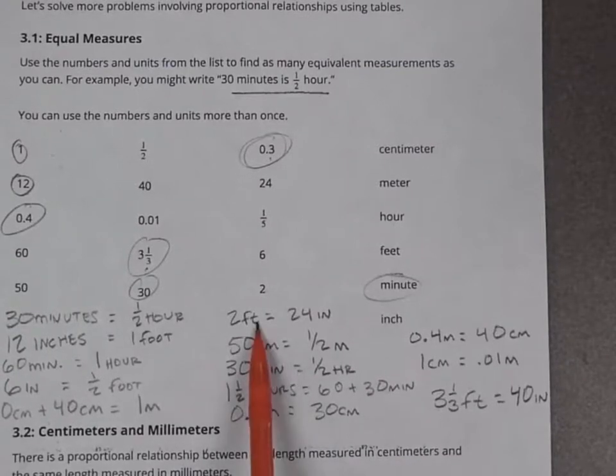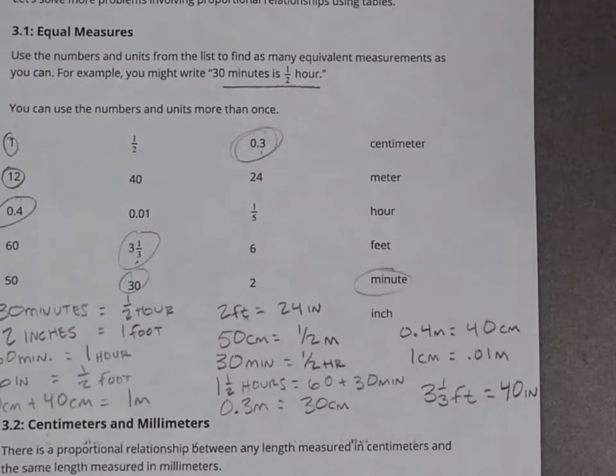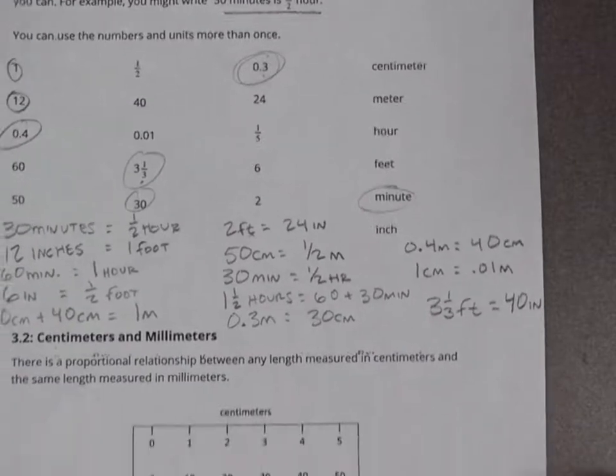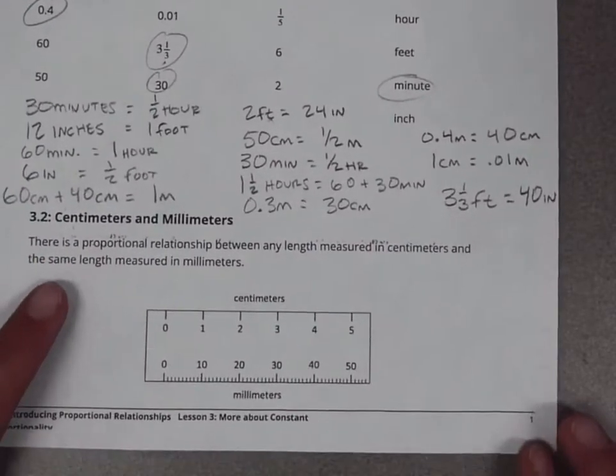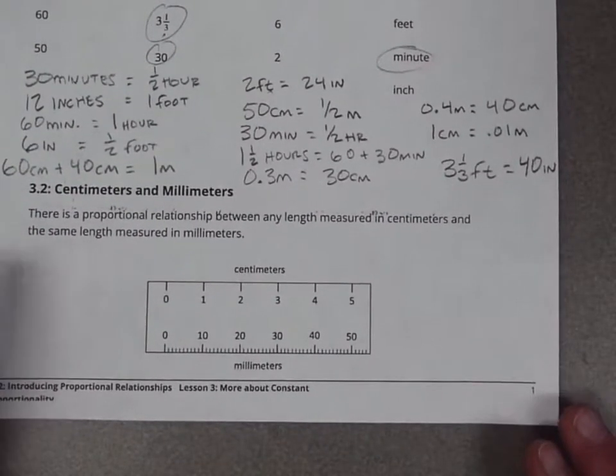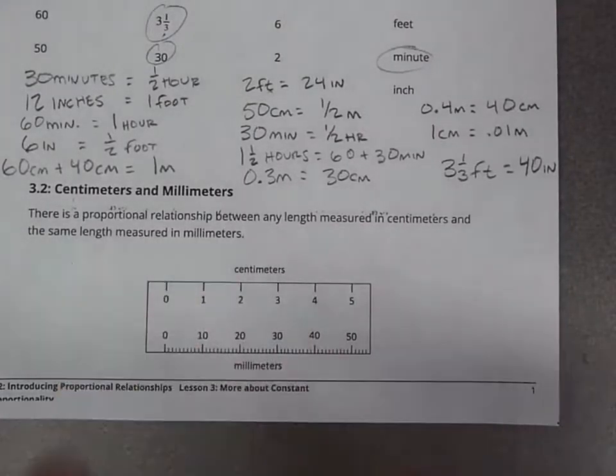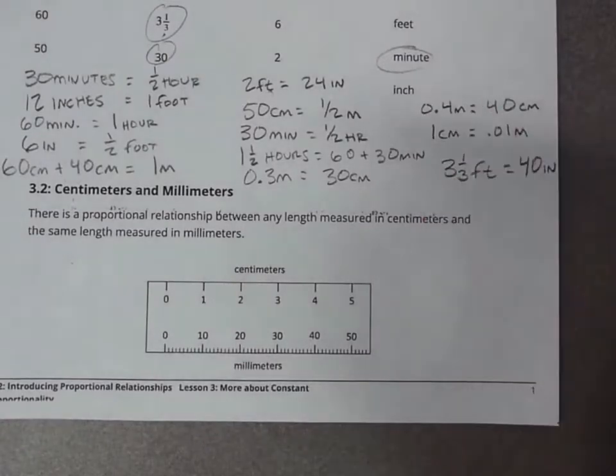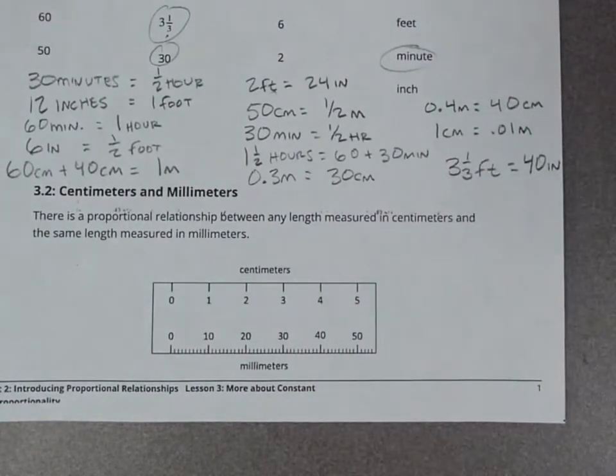Yep, I think we got that one right here. But yes, that is correct. That is one. All right, so a lot of different conversions. That's what we're going to be working with in the first part of this lesson. So the first part right here is 3.2, centimeters and millimeters. Now we're going to continue talking about proportional relationships, and there is a proportional relationship between any length measured in centimeters and that same length when it's measured in millimeters.